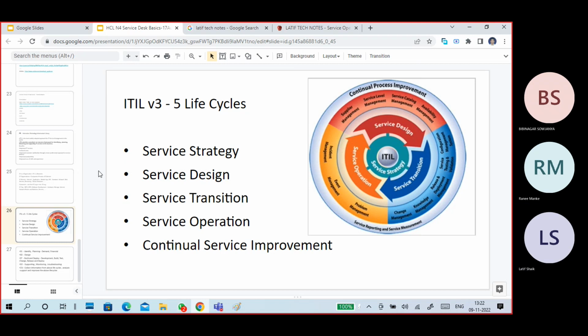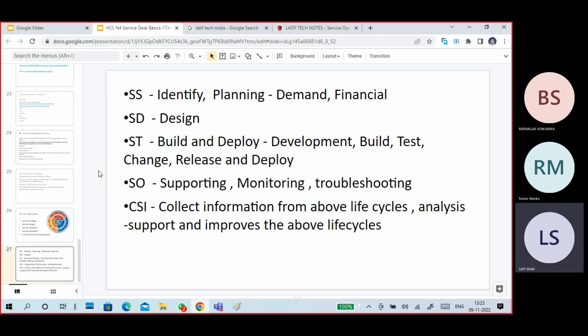The 5 life cycles of ITIL: service strategy, service design, service transition, service operation, continual service improvement. This is also a life cycle, guys. It means do not interchange the names. You have to follow from start to ending: service strategy, service design, service transition, service operation, continual service improvement. This is based on ITIL version 3. The current ITIL version is 4. Okay. This is ITIL version 3.